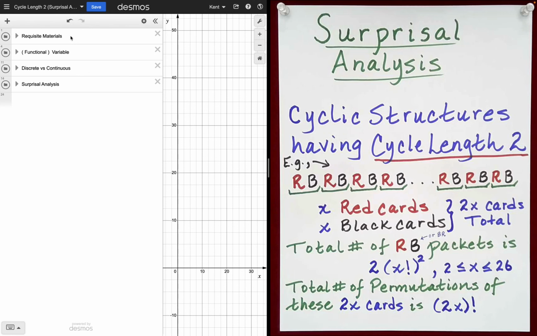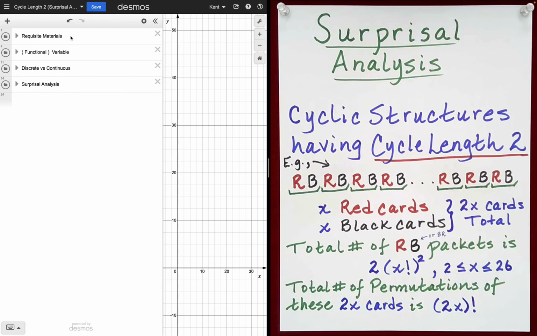In our series devoted to information theory and math card magic, we now turn to the Gilbreath principle. This principle involves cyclic structures, and we will begin with the simplest of all cyclic structures, namely an alternating red-black packet of cards. And we'll be using Desmos to help us calculate surprisal values.